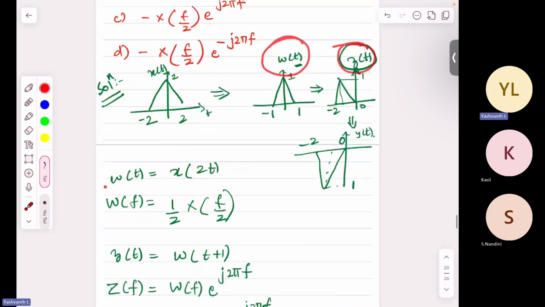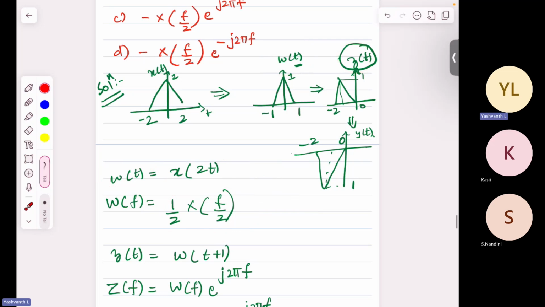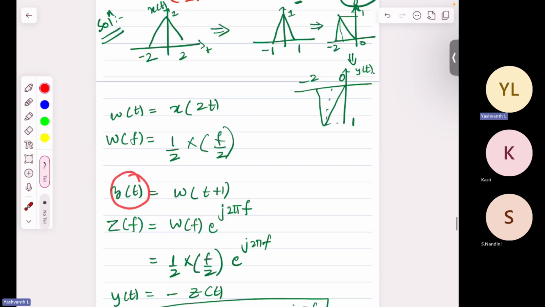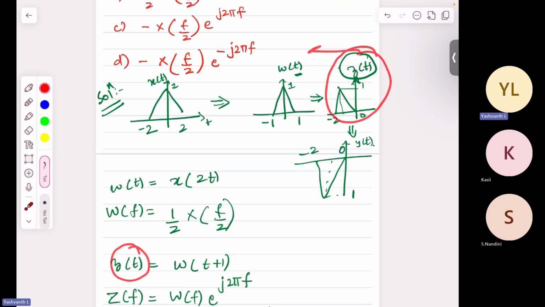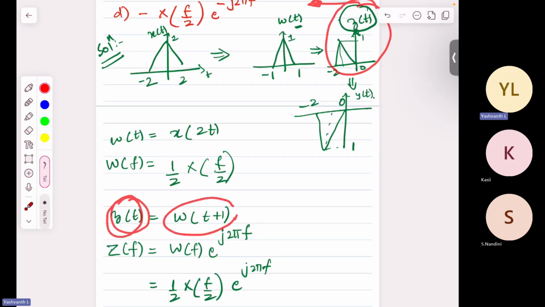What are those operations? W of t is equal to x of 2t. In other words, W of f is nothing but 1 by 2 into X of f by 2. This is nothing but the scaling operation, the property of the Fourier transform for time scaling. W of f is equal to 1 by 2 into X of f by 2. Now z of t I obtained by moving w of t by 1 unit on the left hand side. Therefore, z of t is equal to w of t plus 1.